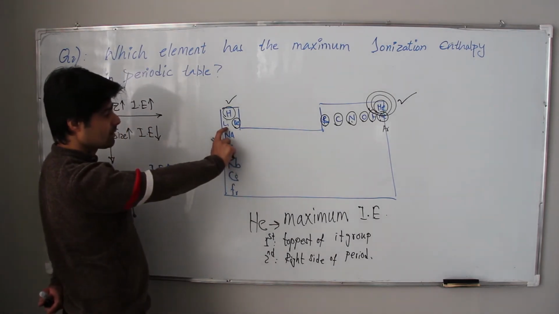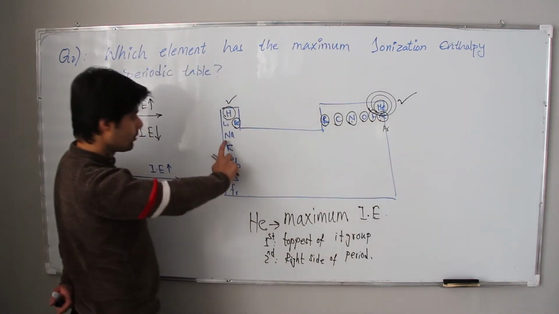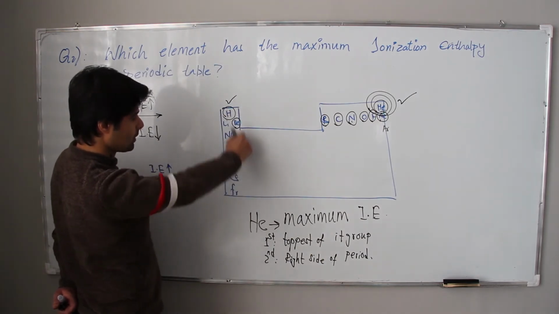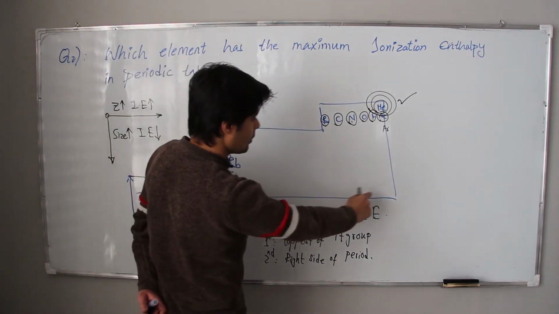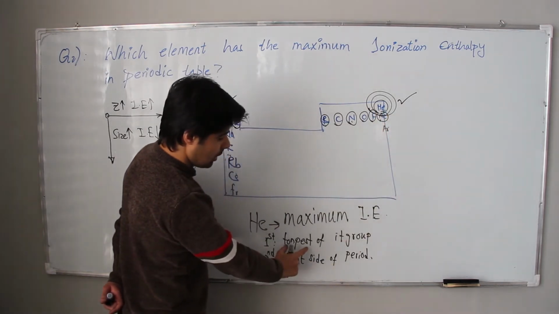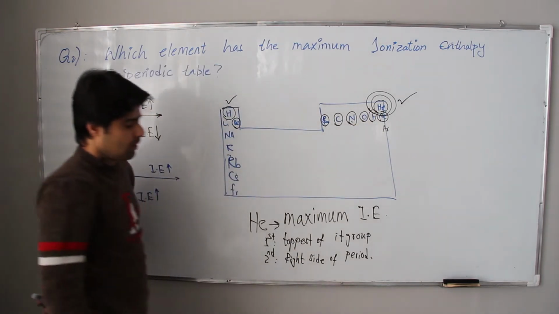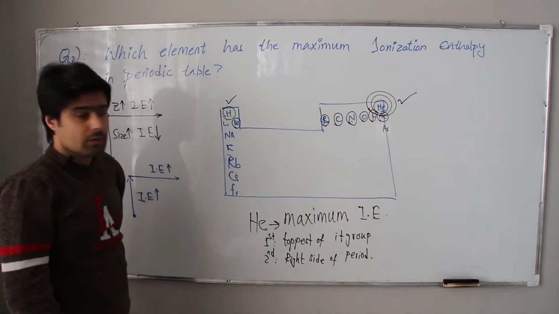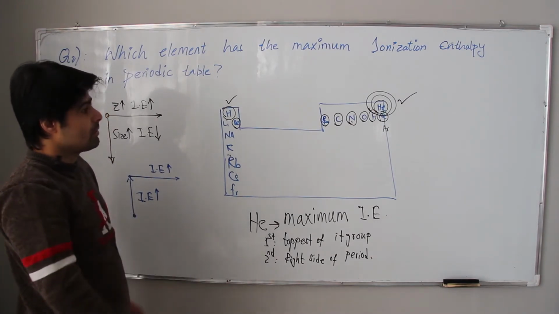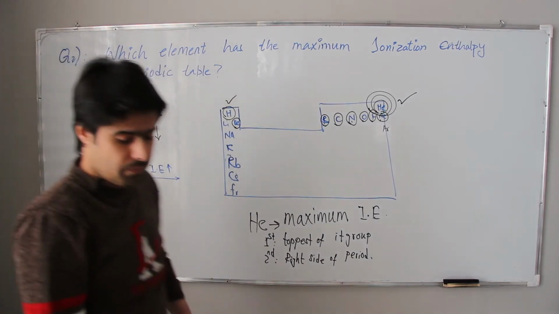For example, for the second period, we have the highest one, neon. For the third period, we have argon. For the groups, hydrogen. For the groups, beryllium. For the groups, boron. For the last group, we have helium. Now, helium is on the topmost of its group, and also on the right side of its period. For this reason, we can say that the ionization enthalpy of helium is the highest. I think you have got it. Write it, please.